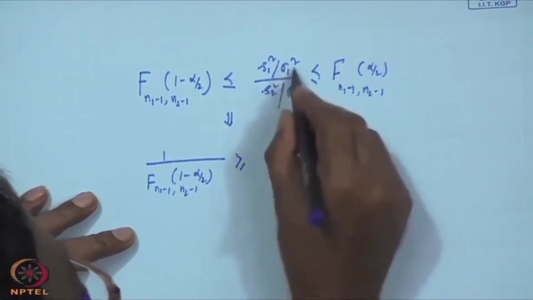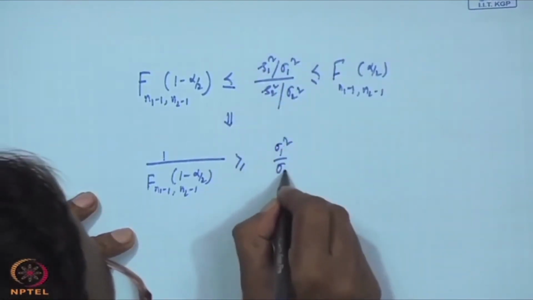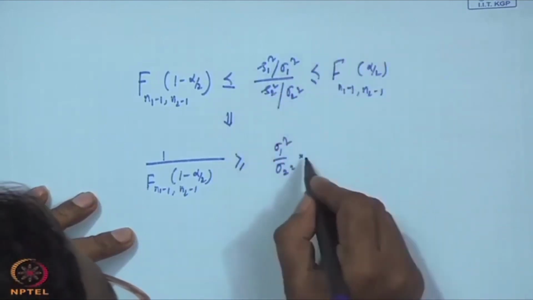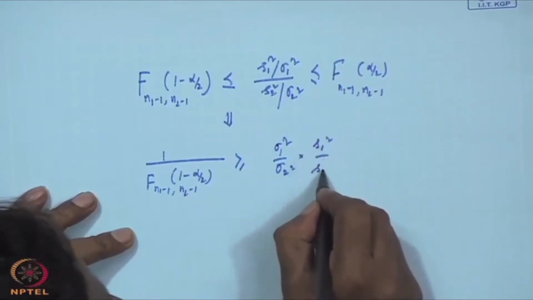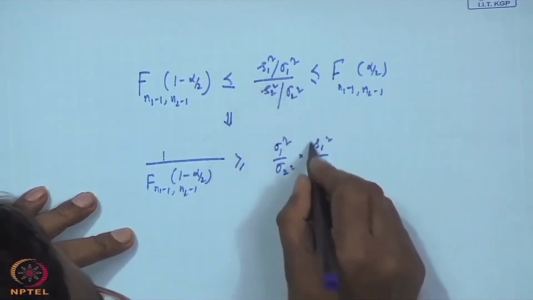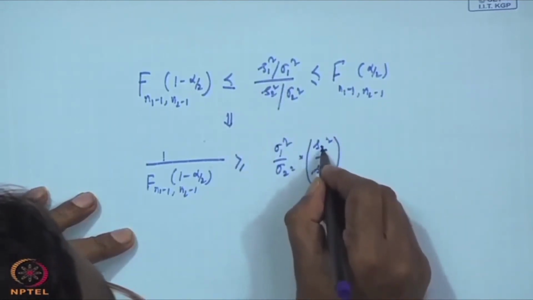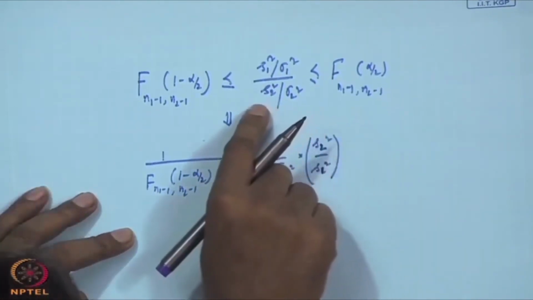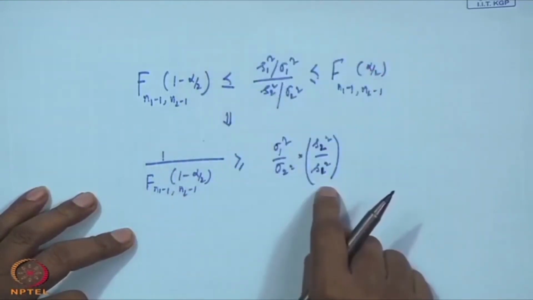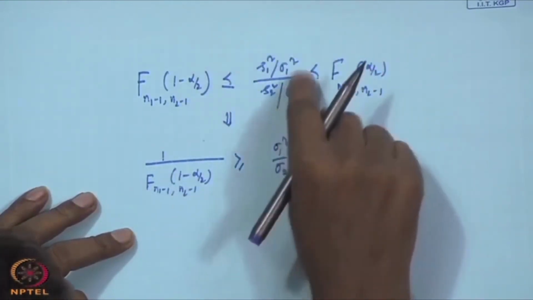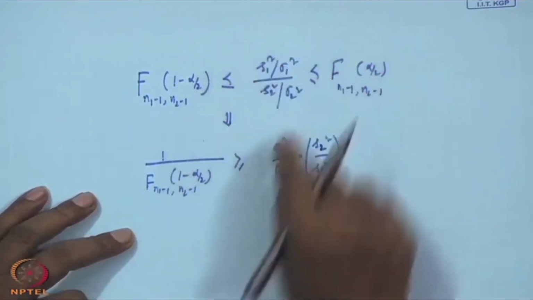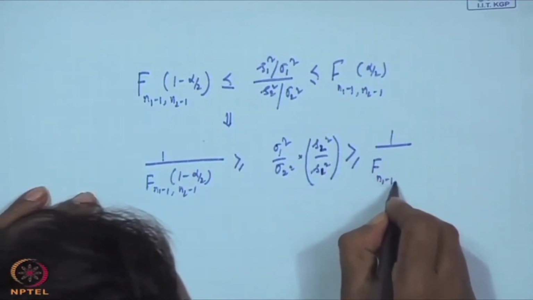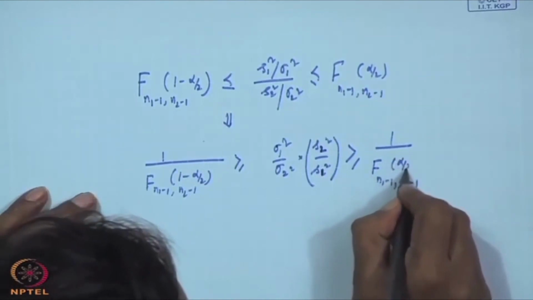Then I am writing, it is going up, sigma 1 square by sigma 2 square into what is remaining here, that is S 1 square by S 2 square. It is basically this one. I want to give an inverse sign. So S 2 square is there, it will go up, S 1 square will come down. Here sigma 1 square was in the denominator, it goes up, sigma 2 square comes down. Then this is 1 by f n 1 minus 1, n 2 minus 1, alpha by 2.